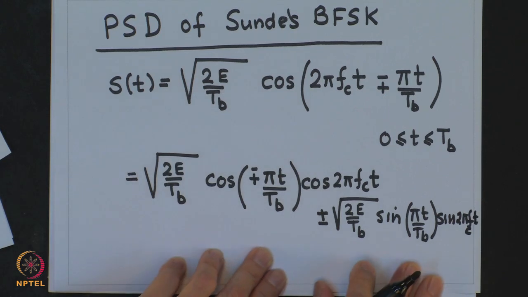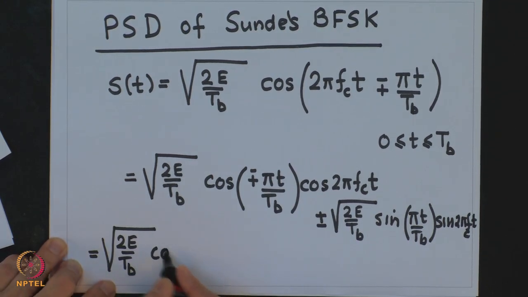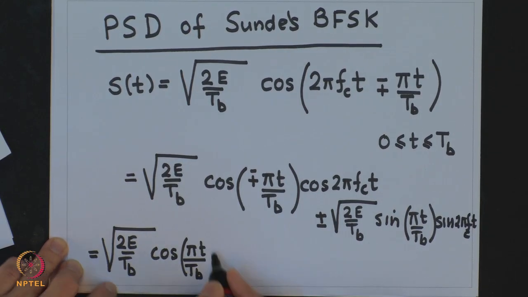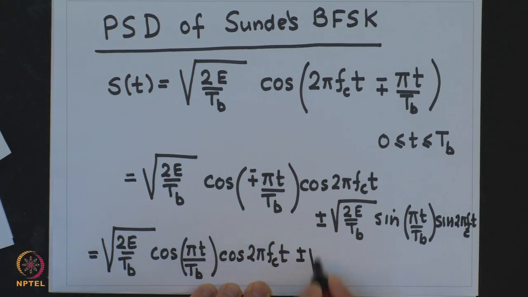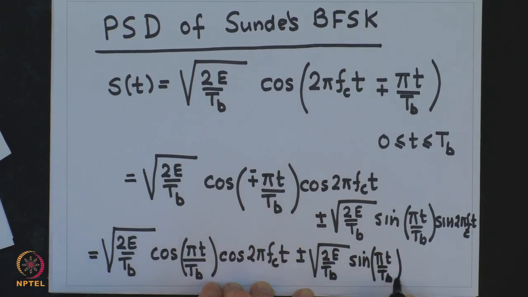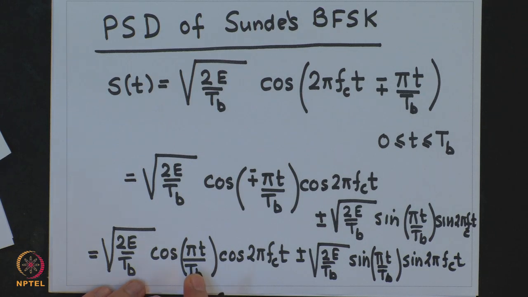Sine of 2 pi f_c t, and this can be rewritten as, cos is an even function. We assume now that symbols 1 and 0 are equiprobable and the symbols in the adjacent time slots are statistically independent. So, based on this we can make the following observations pertaining to the in-phase component and the quadrature component of the binary FSK signal.